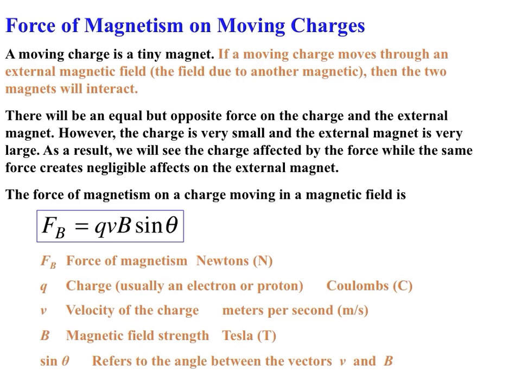So, the force of magnetism on a charge moving in a magnetic field is described by this equation, where Q is a charge in units of coulombs, V is velocity of the charge in meters per second, and magnetic field is represented by B, and again we have units of Tesla. This is one of the most important parts, that this angle is referring to the angle between the vectors V and B, between the velocity and the magnetic field.